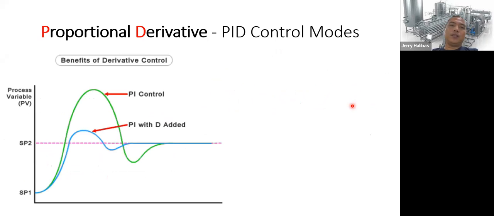So, we go now to the benefits of the derivative control. If it's just PI, like in our last discussion on proportional integral control, the overshoot is large. But if you add derivative to your PI, that means it becomes PID, so there is an improvement because of its ability to anticipate.